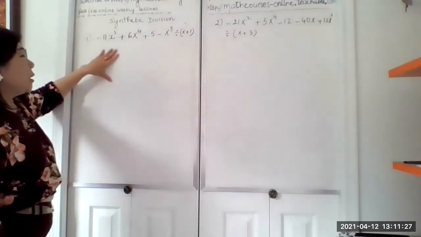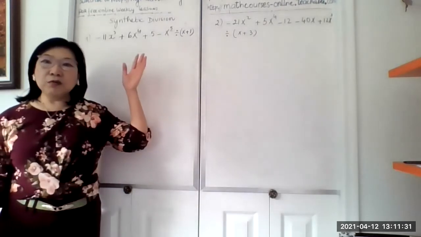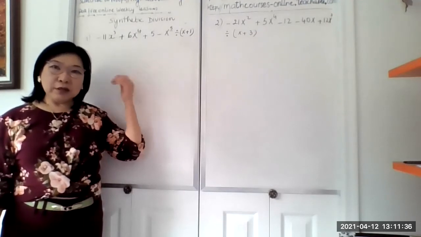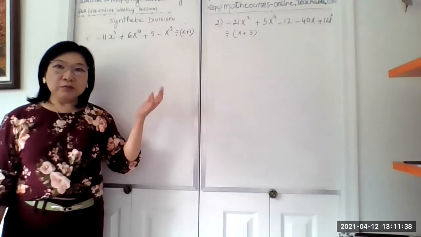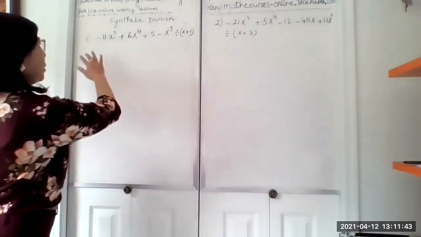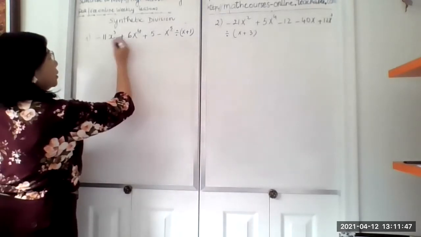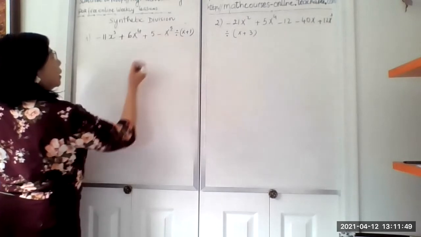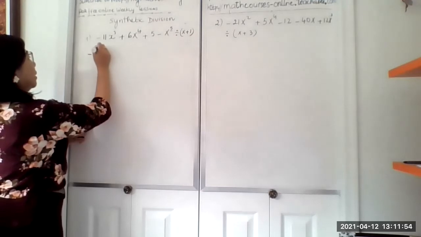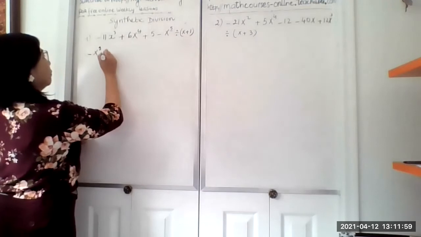So to be able to perform the synthetic division, I will have to rearrange this power in the descending order from the highest power to the lowest power. So I'm going to rearrange this algebra. That's my first step. So I look at it and I say x to the power 5 is the highest power. So I'm going to put it down: minus x to the power 5. What is the next one? It will be plus 6x to the power 4.